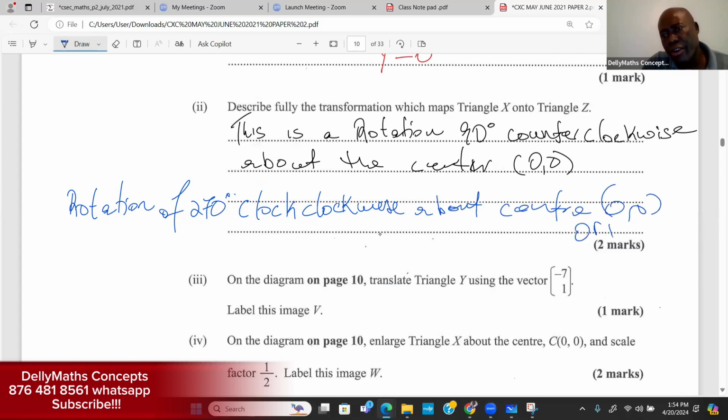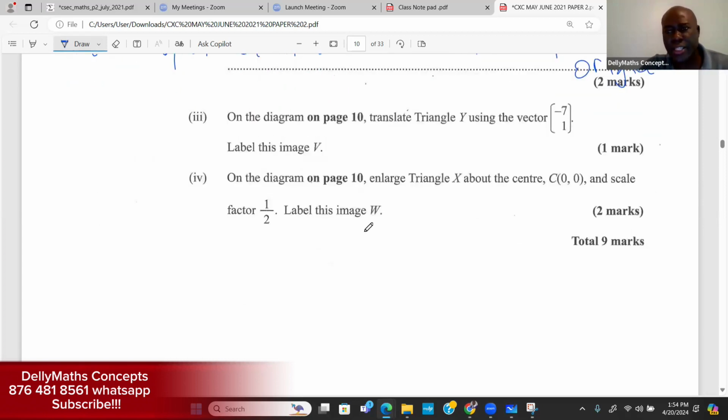Or you can use the word origin if you want, right? About the origin. So I'm just saying there we can describe our rotation in two ways as long as you understand what's going on, right? So 90 in one direction is 270 in the other direction.